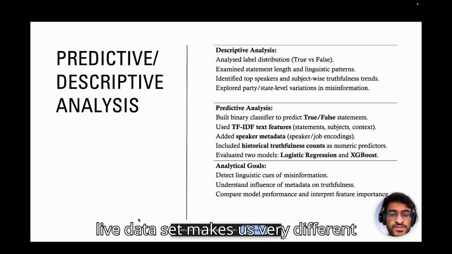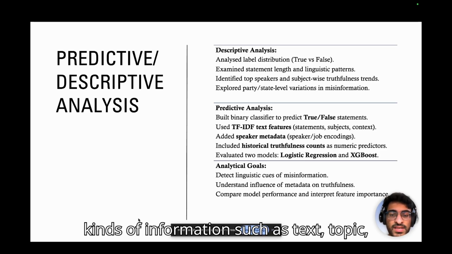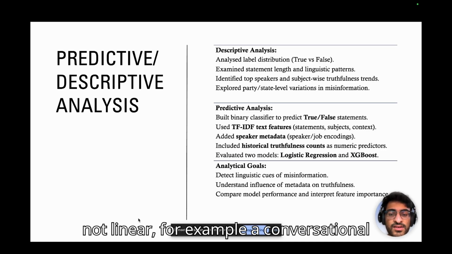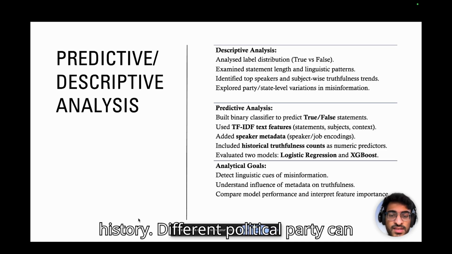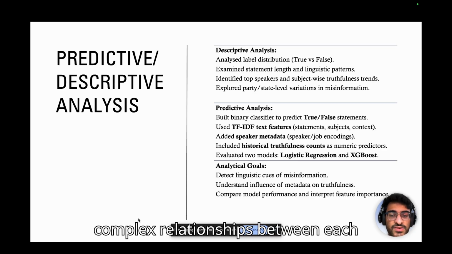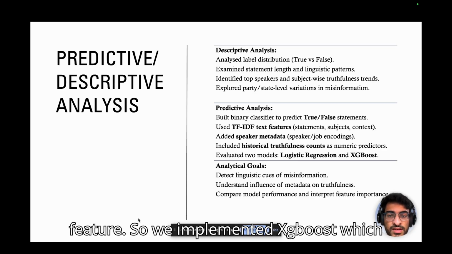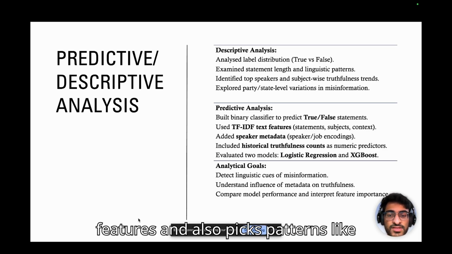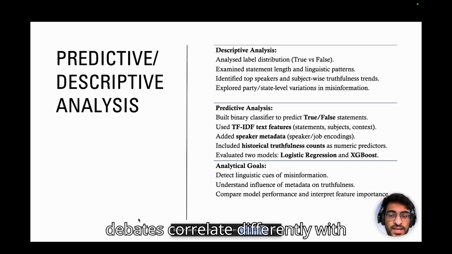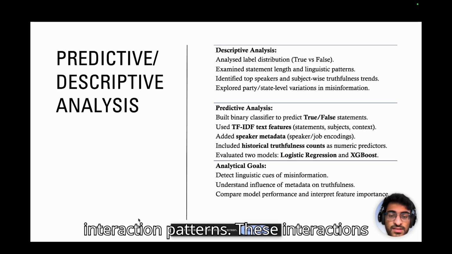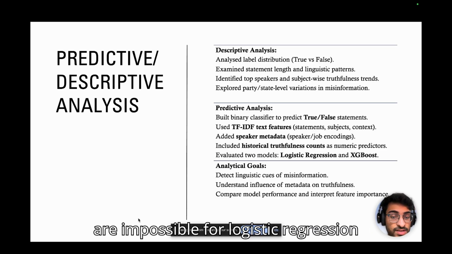The LIAR dataset mixes very different kinds of information such as text, topic, metadata, speaker credibility history, political party, state, and context. The relationship between these features is not linear. For example, a conversational topic plus a speaker with high false history and a different political party can combine in different ways, and logistic regression simply cannot capture those complex relationships between features. So we implemented XGBoost, which understands complex interactions between these features and also picks up patterns like certain speakers are only reliable on specific topics, and some contexts like debates correlate differently with truthfulness. XGBoost compares state, party, speaker history and creates interaction patterns. These interactions are impossible for logistic regression but are natural for XGBoost.